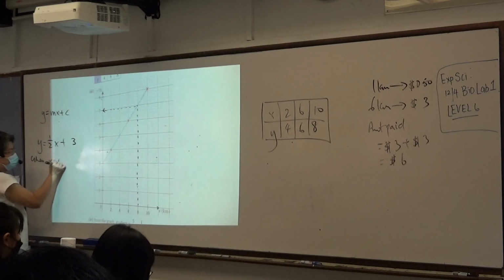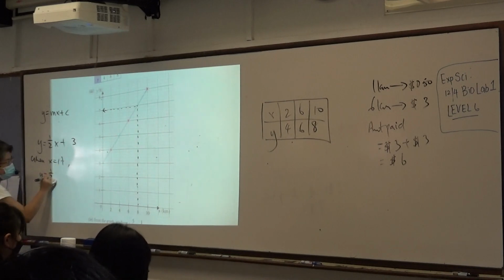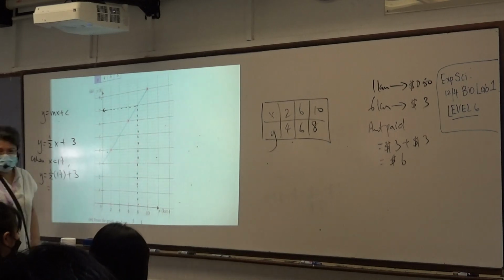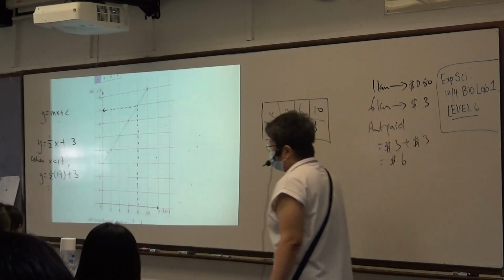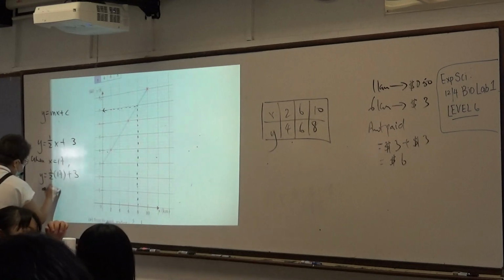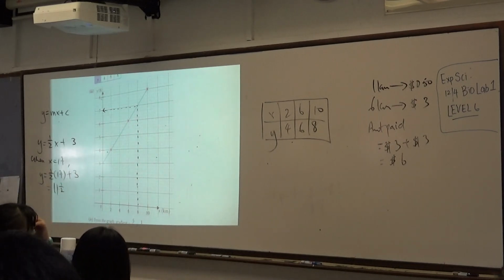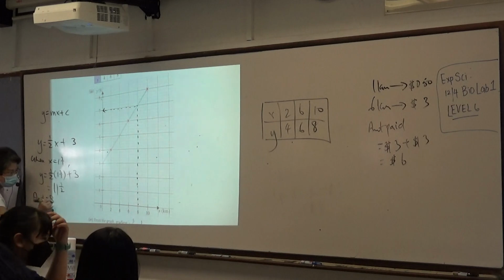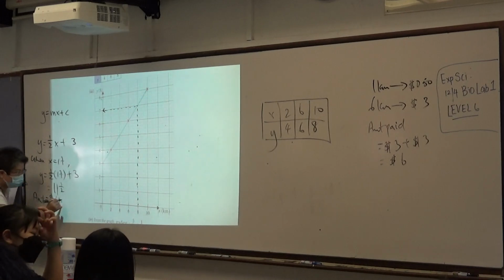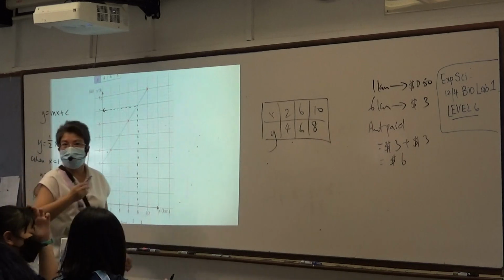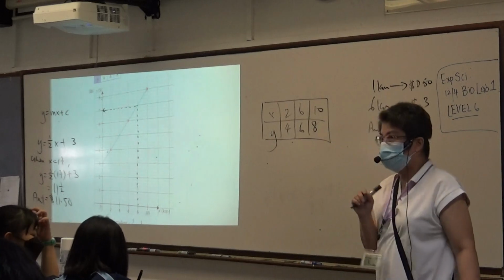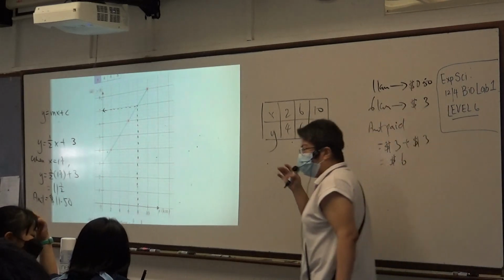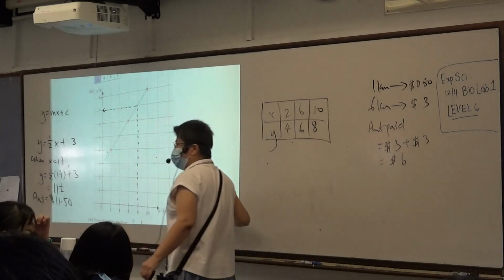Yes. When x is 17, y will be half times 17 plus 3. Now we find out what is this? Use your calculator. 11 and a half, right? So what is the amount we pay? 11 what? 50. I told you before, money must be given to 2 decimal places. Correct? So it's 11.50.